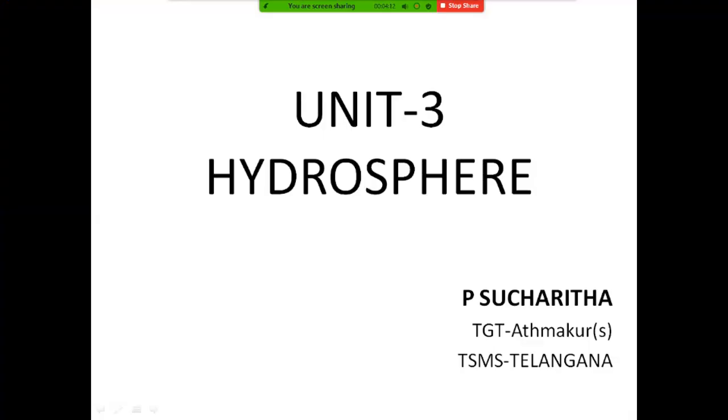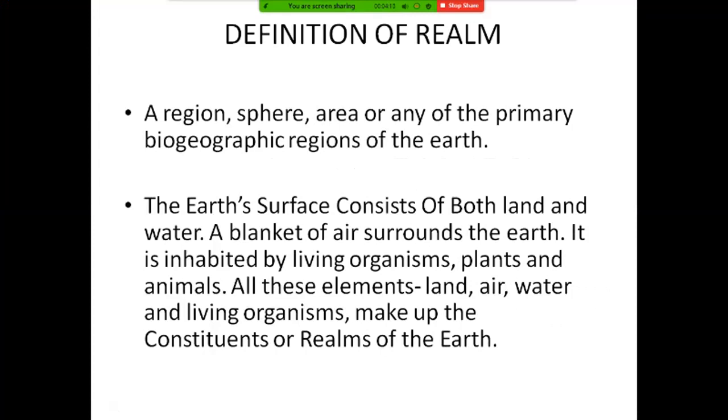Our topic today is hydrosphere, Unit 3 of the 9th class. Before I start my session, I want to define what a realm is. A region, or a sphere, or an area, or any of the primary biogeographical regions of the earth together is called a realm.